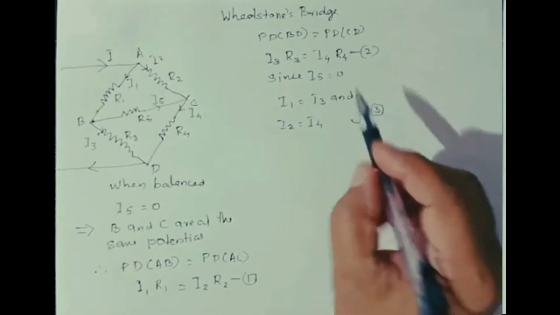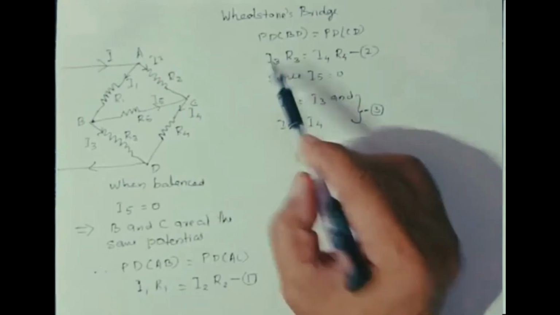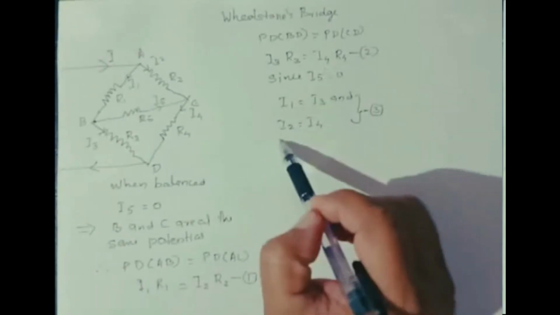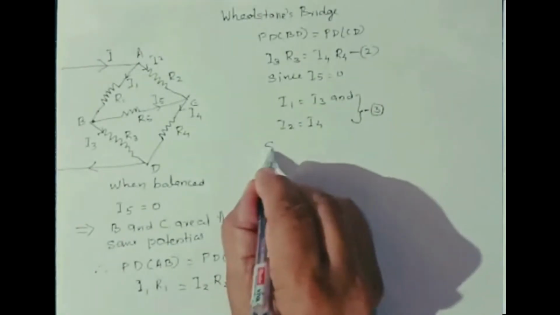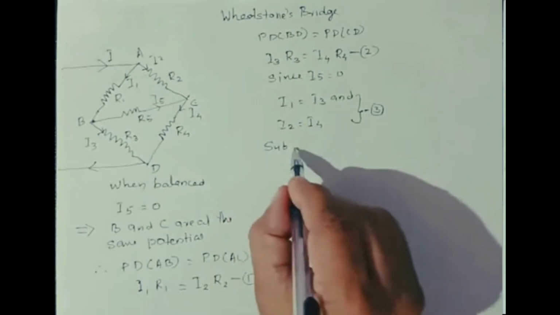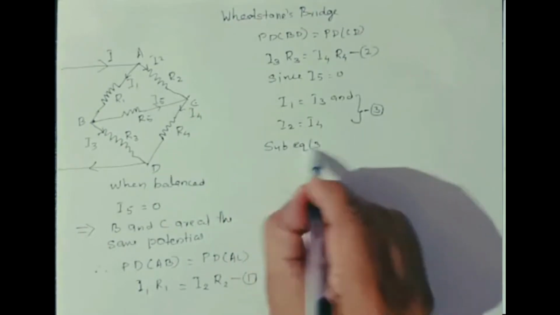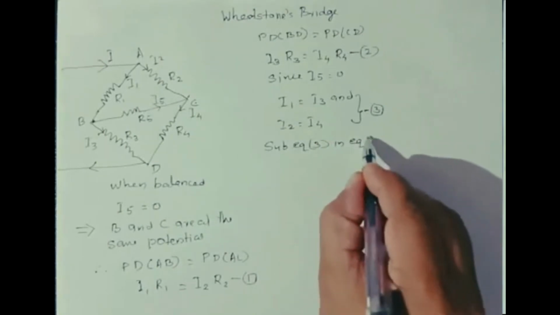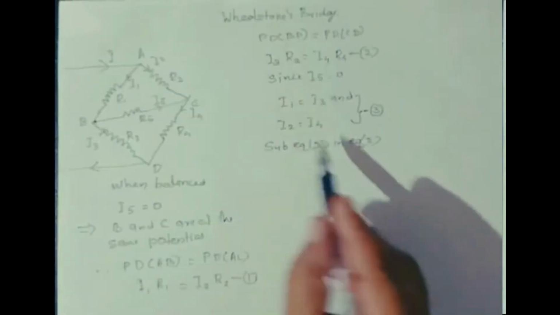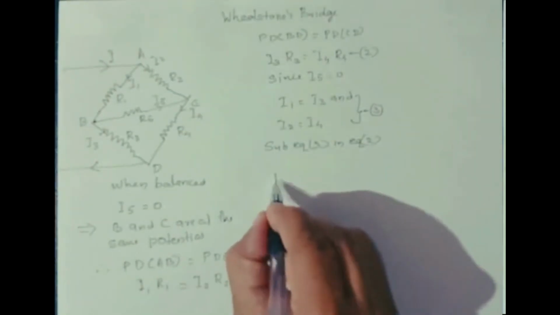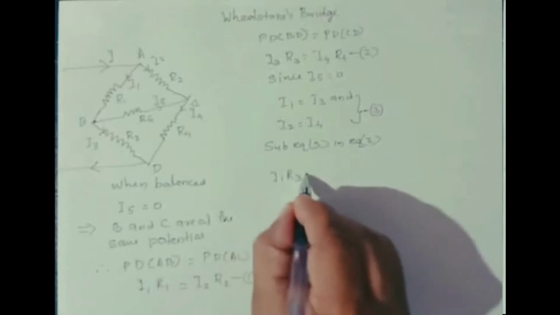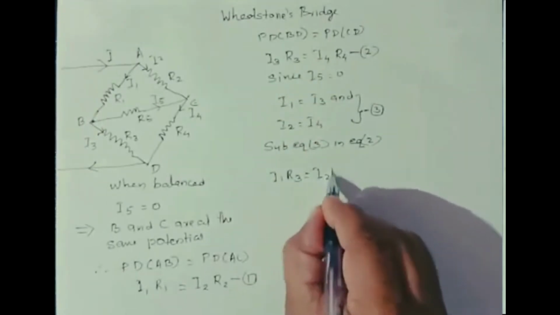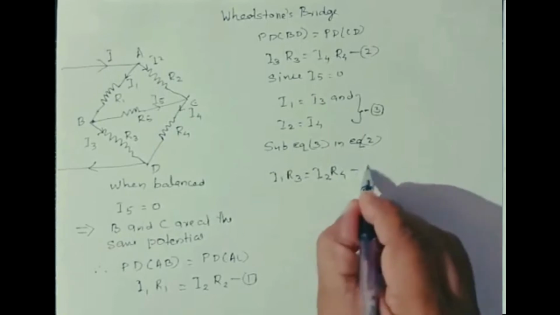Now, in equation number 2, instead of I3, you may write I1, and instead of I4, you may write I2. So substitute equation 3 in equation 2. You would get I1 R3 is equal to I2 R4. Put it as equation number 4.